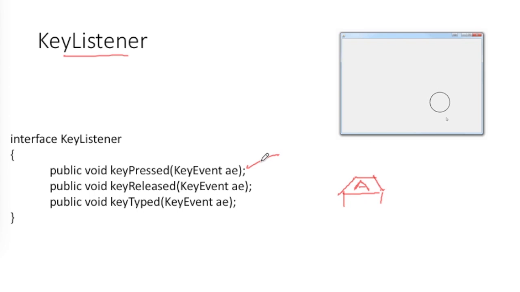Like if you're pressing a key, the key pressed method will be called. If the key is released, then the key released method is called. And when the key is pressed and kept on hold, then the key typed method will be called repeatedly. So whichever activity of a key event you want to handle, you can implement that method, and the rest of the methods you can leave dummy, but you must override all the methods.